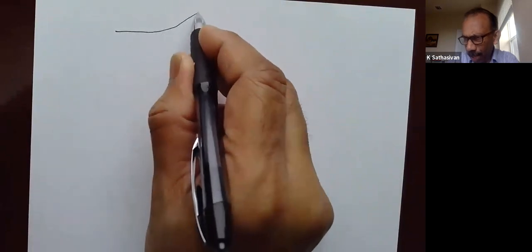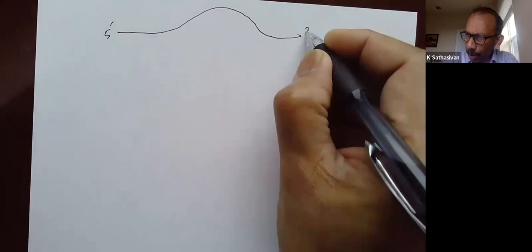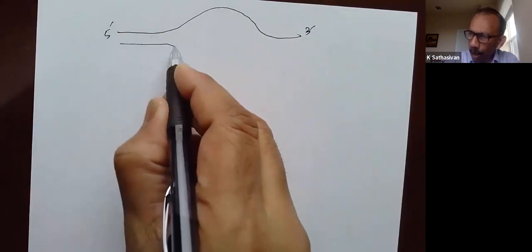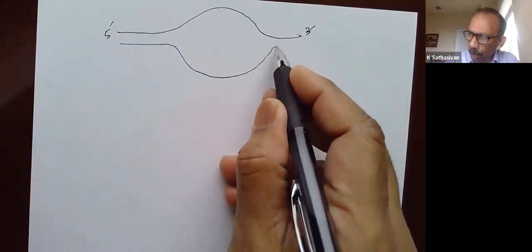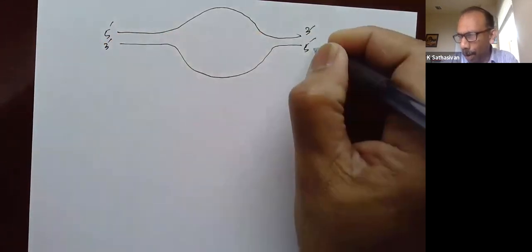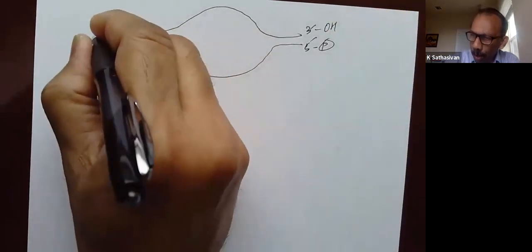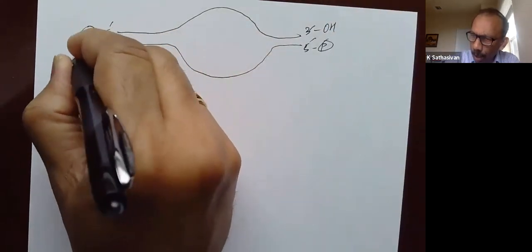If you look at the replication bubble, you're going from 5' to 3', and the other strand goes 5' to 3' in the opposite direction. The 5' and 3' refer to the ends: this is a phosphate group, this is a hydroxyl group, this is a phosphate group, and this is a hydroxyl group.